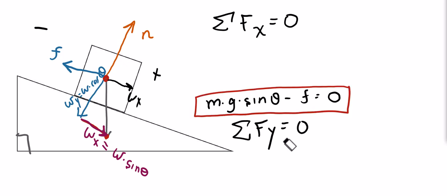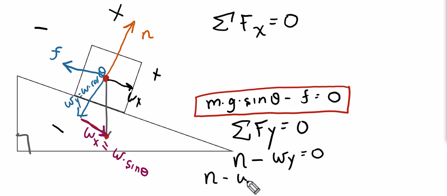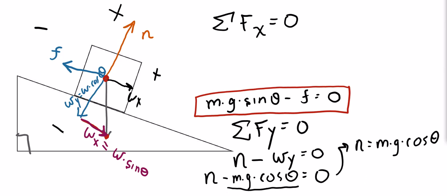For the sum of the forces along the y-axis, I'm going to assume up is positive and down is negative. So I have the normal force going up, and I have the vertical component of weight going down. That's wy. Now wy, we said that's w cosine theta, and we could rewrite that as follows. Something interesting about this is if I move this whole term to the other side, I get that the normal force is m times g times cosine theta.